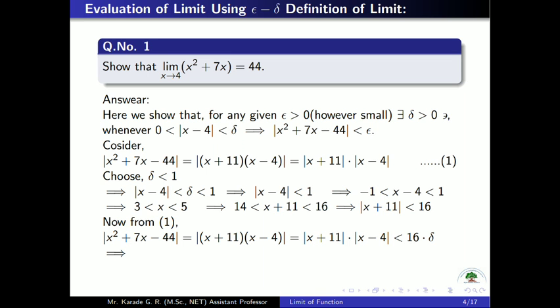Okay, and if I choose delta to be equal to epsilon upon 16, then mod of x square plus 7x minus 44 is strictly less than epsilon. So in this way we can solve the problems based on the limits. Okay, this is the first problem.